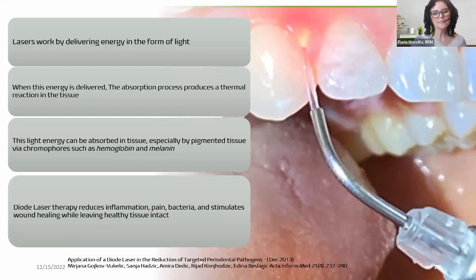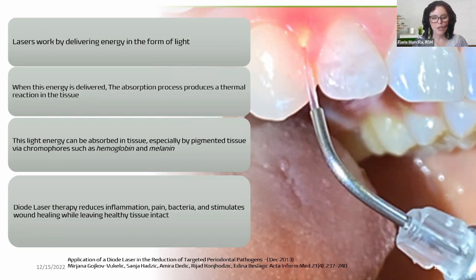So a few of the benefits from laser use. You're going to be getting this energy and it's going to be delivered in the form of light. So that is coming from your diode laser. You're going to take the energy that's being generated from this little guy here, and we're going to transfer that into the tissue.